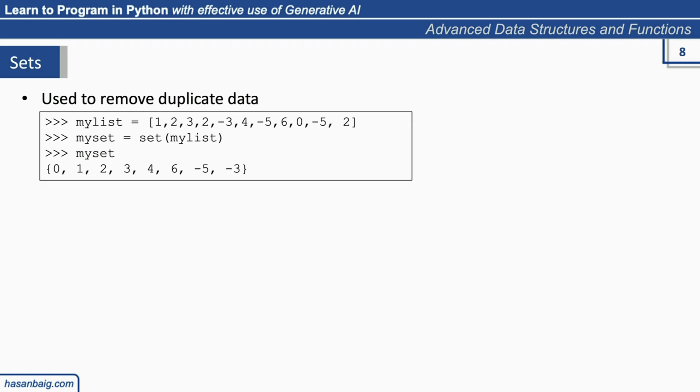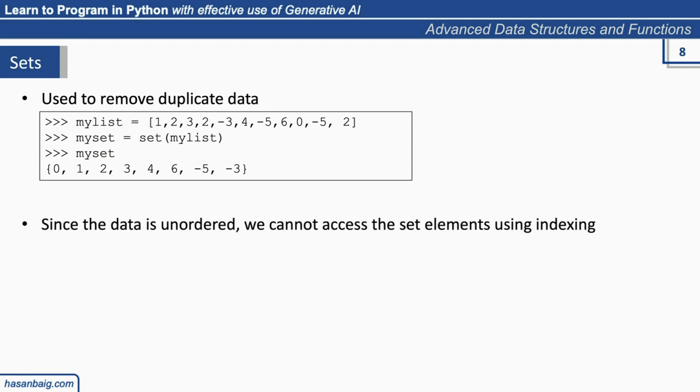Let's take this as an example. We have some duplicate elements in a list: 1, 2, 3, where 2 is duplicated, and similarly -5 is duplicated here. All I can do is pass the list into the set function, and what it will return is a set containing unique elements. It removes all the duplicate data. Okay? So this is one of the applications. And since the data is unordered, we cannot access set elements using indexing. As I already explained on the board, when you write my_set with index 3, it will throw an error.